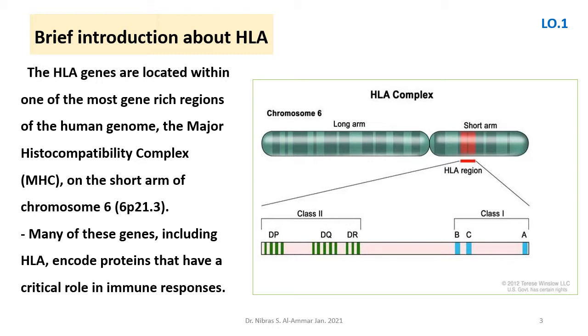You can see here in the diagram that the short arm of chromosome 6 has a region of HLA genes, and it comprises classes, class 1 and class 2, which include class 1: A, B, C, and class 2: DR, DQ, DP.